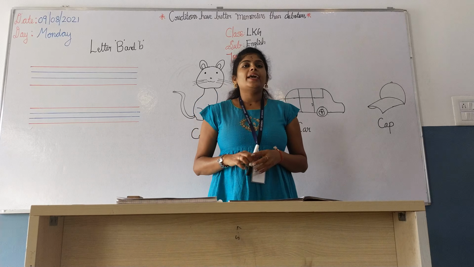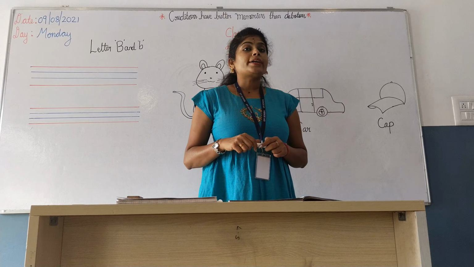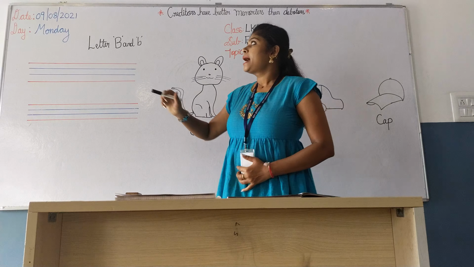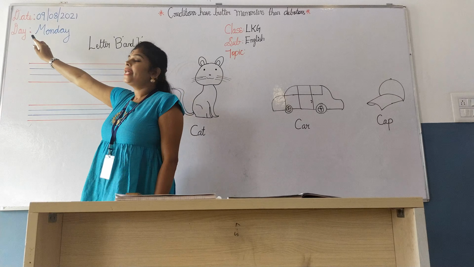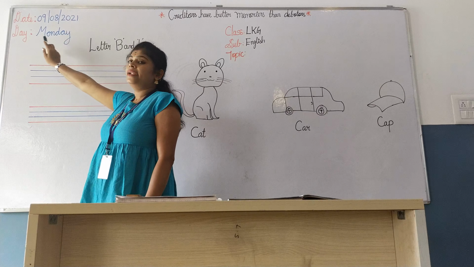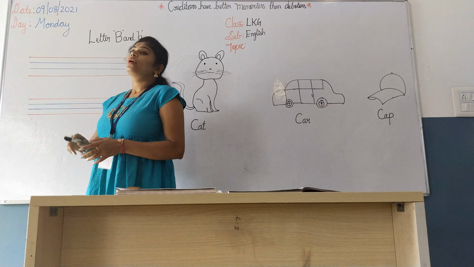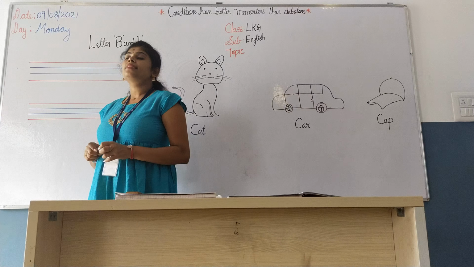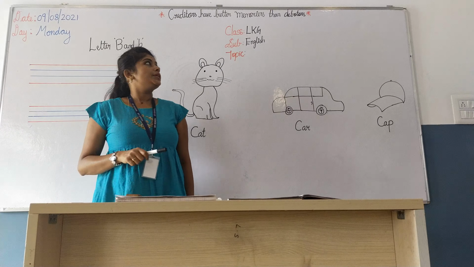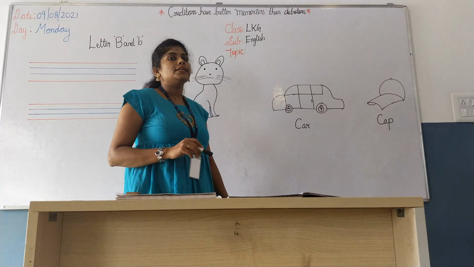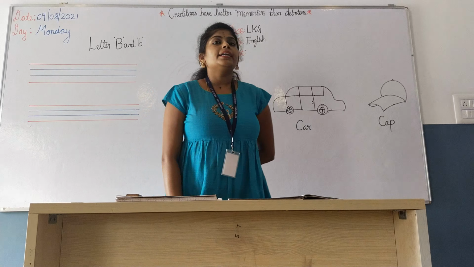Yes, today is Monday, right? What comes next to Sunday? What comes after Sunday is Monday. M-O-N-D-A-Y, Monday. What is the date? The date is 9th August 2021. Yes, children. On Monday, we are having English class, right? Today, we have English class.